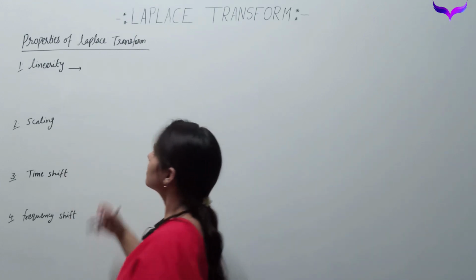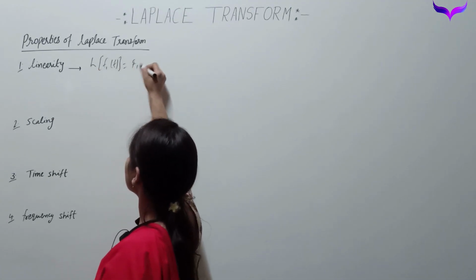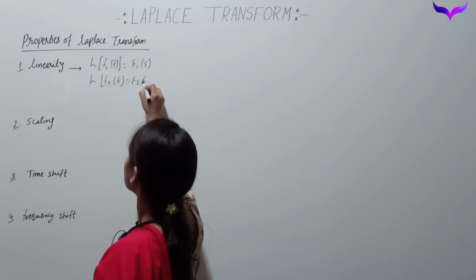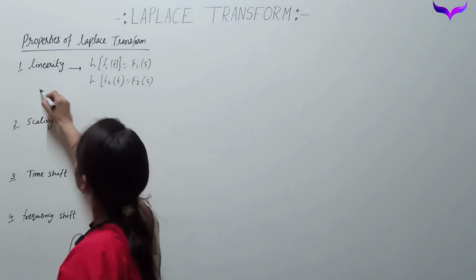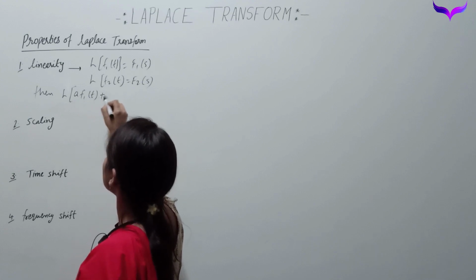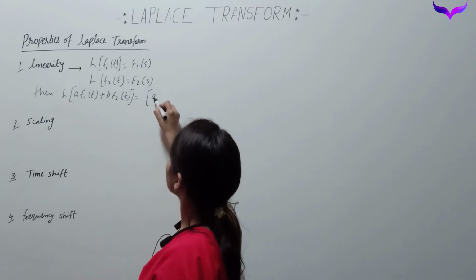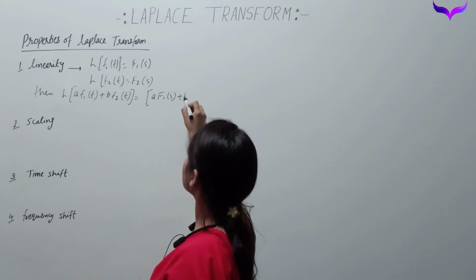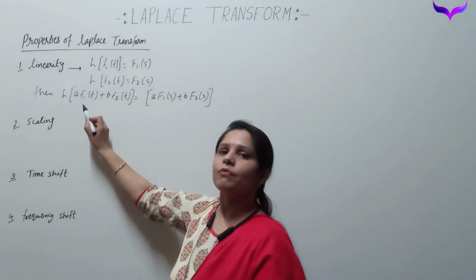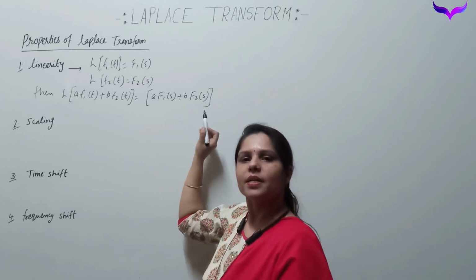First is linearity. Laplace transform of f1(t) is equal to F1(s). Laplace transform of f2(t) is equal to F2(s). Then Laplace transform of A f1(t) plus B f2(t) is equal to A F1(s) plus B F2(s). This means a linear combination of two signals in time domain is equal to the linear combination of their Laplace transforms.